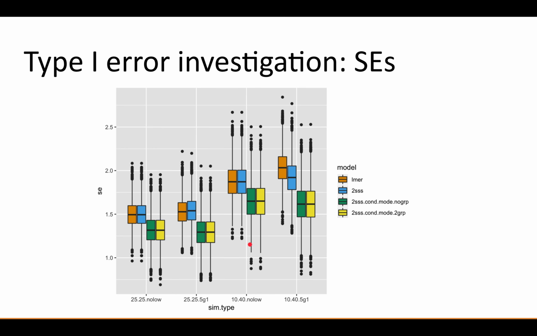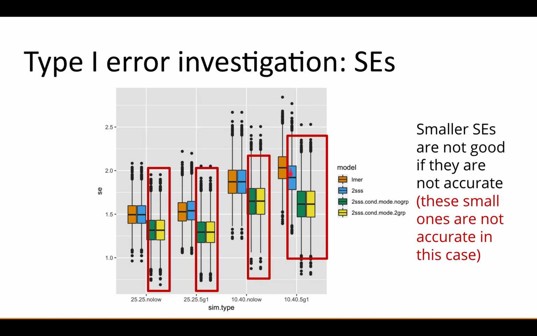Here we just have one set of standard errors. This is for the group difference. And we can see the pseudo approaches have underestimated standard errors. Again, this is the distribution of the standard errors across the 1,000 simulations. And spoiler, smaller doesn't necessarily mean bad, but in this case it does.